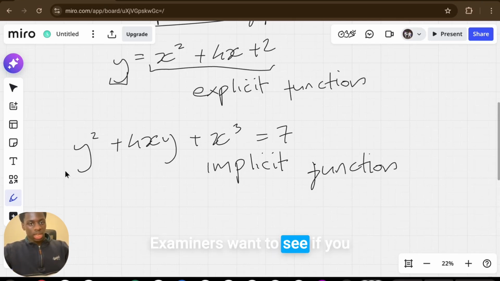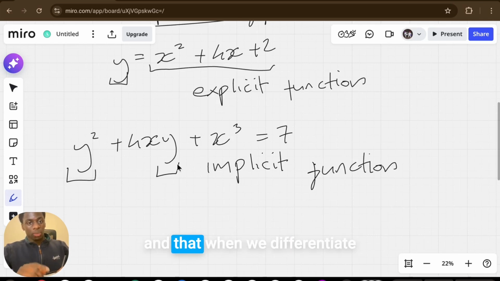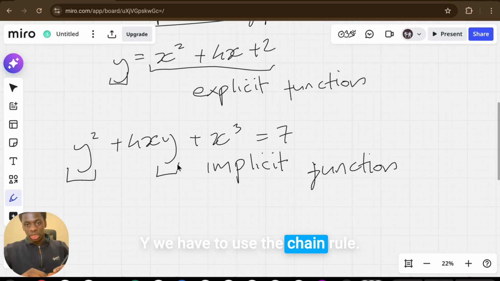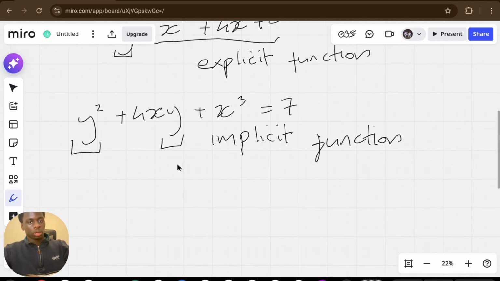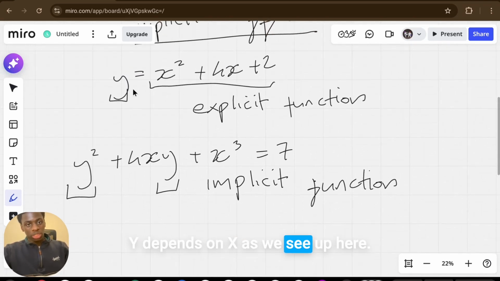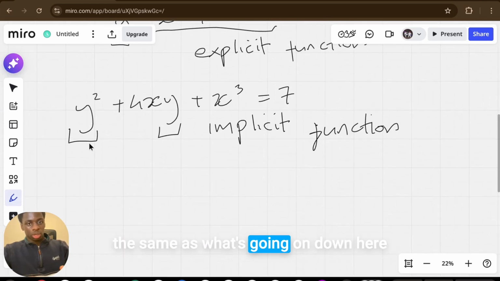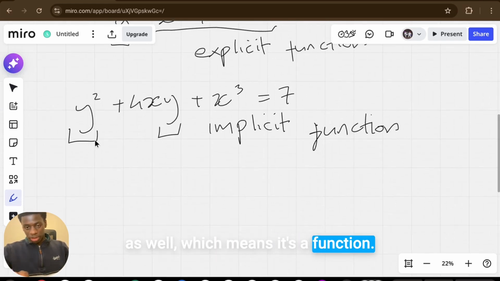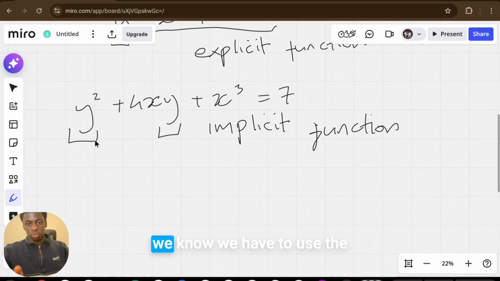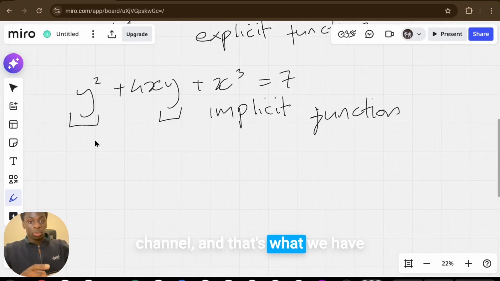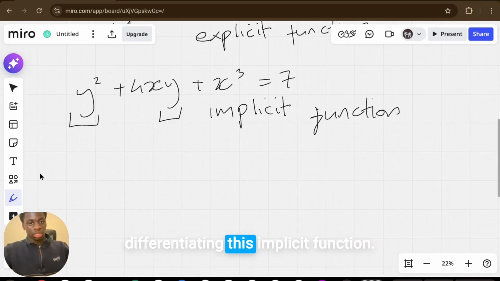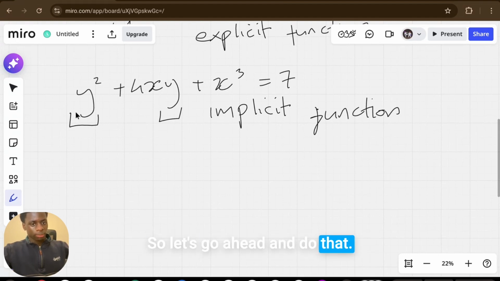Examiners want to see if you recognize that y is a function, and that when we differentiate y, we have to use the chain rule. So we have to recognize that y is not an independent variable. y depends on x. As we see up here, y very typically depends on x, and that's the same as what's going on down here as well, which means it's a function. So when we differentiate a function, we know we have to use the chain rule, and that's what we have to remember to do when we're differentiating this implicit function. So let's go ahead and do that.